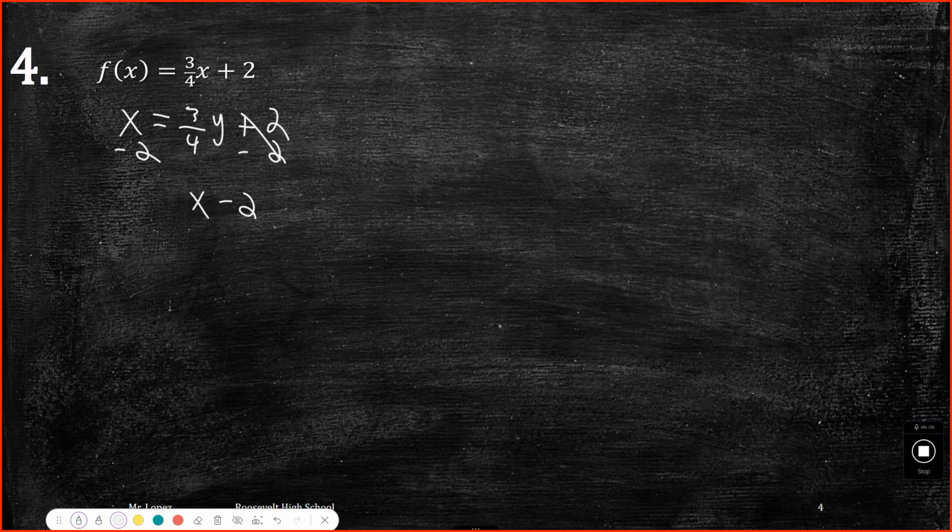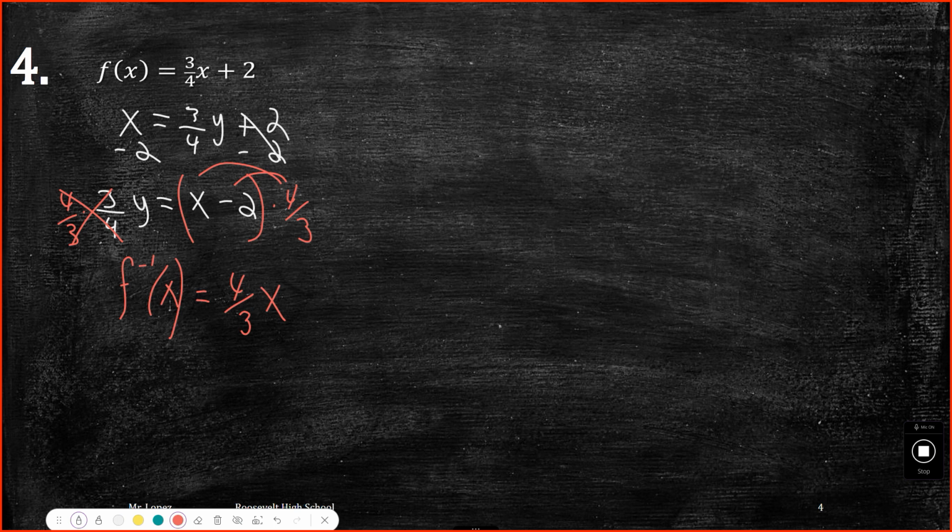X minus 2 equals 3/4 y. Okay, now, how do I get the y by itself? Times it by the reciprocal. Times it by the reciprocal. Hold this over here and times it by the reciprocal. Cancel. I'm already going to switch that y to f inverse of x. And distribute this 4/3 in, maybe. So we're going to get 4/3 x. Put a 1 under 2. Put a 1 under negative 2. And we're going to get what? Negative 2 times 4 is what? Negative 8. And 3 times 1 is 3.